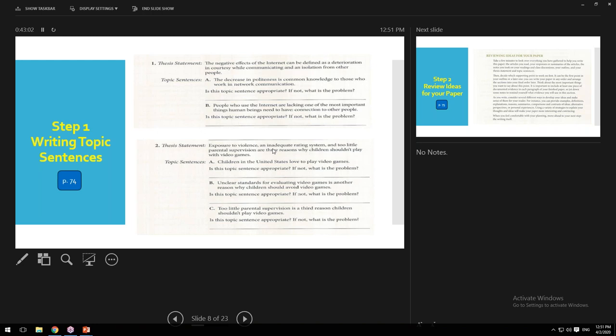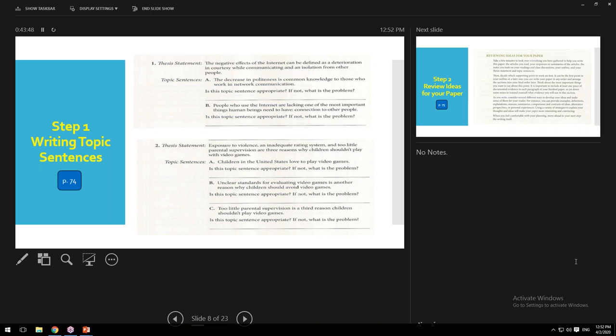What about B? Shanza says yes, because it is appropriate. It connects to the focus of the thesis, and Reem says yes, it's appropriate. So we have the three qualities here. What about C? Maybe no. Why not, Reem? I have others saying yes. It's yes, but it's not yes. It's related to the three, exposure to violence and inadequate rating.